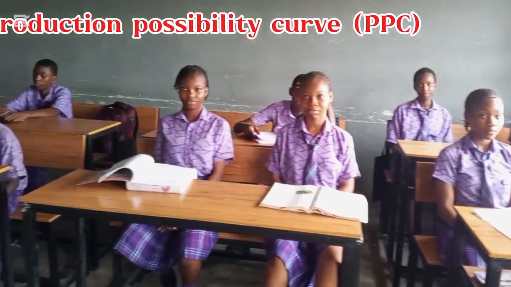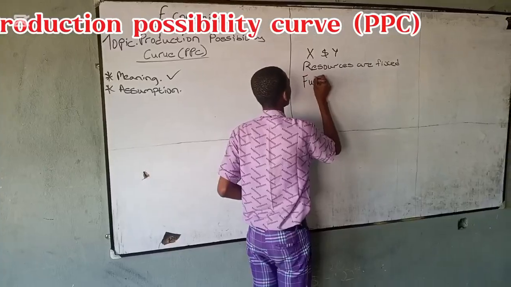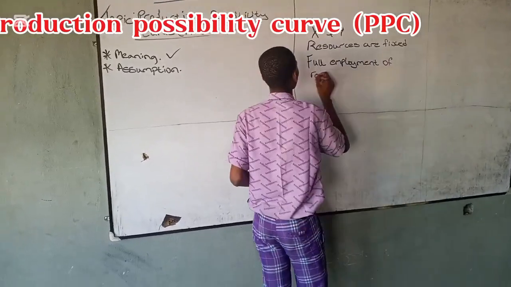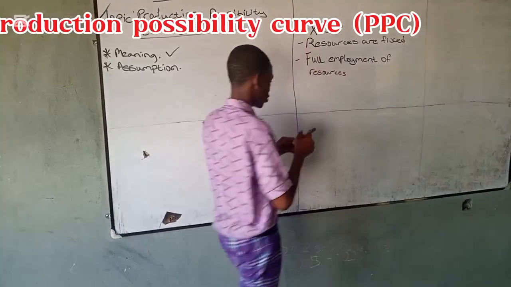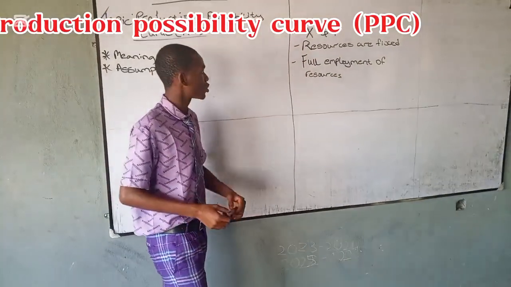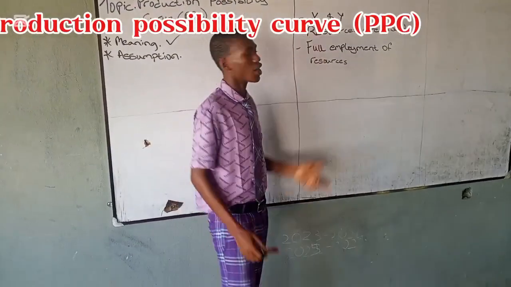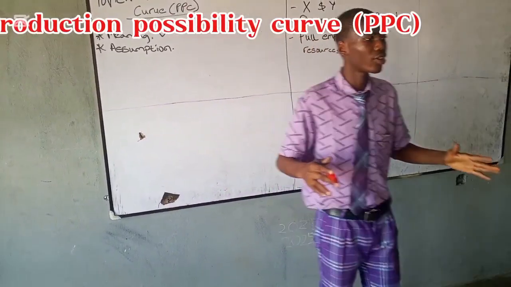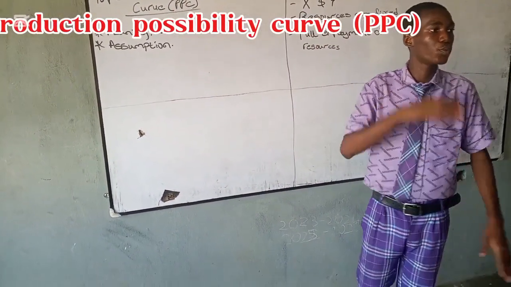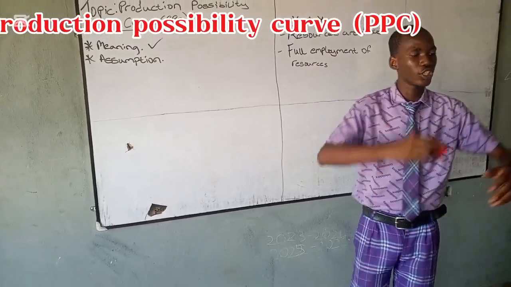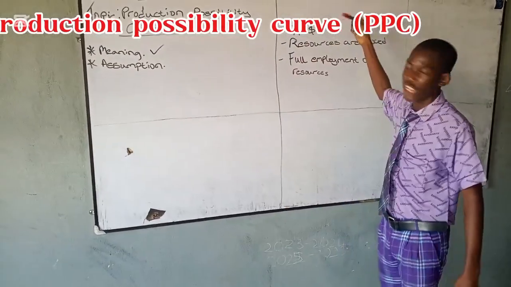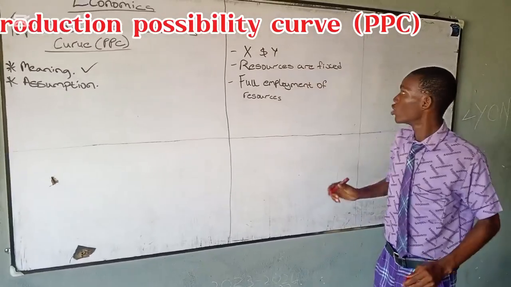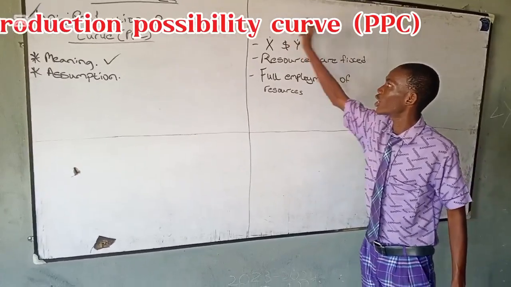The third assumption, full employment of resources. These resources which are scarce are fully utilized. This means that all the resources are used up in the production process. Because in the production of two goods, let's say commodity X and Y, we use all the resources given to us to produce these two commodities X and Y.